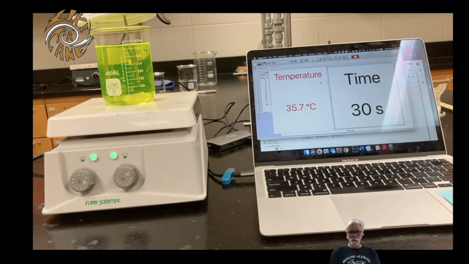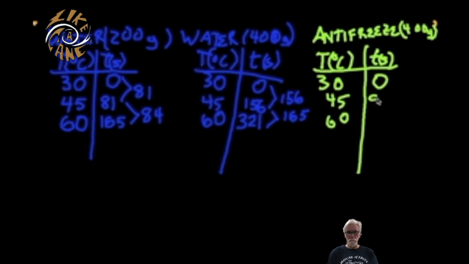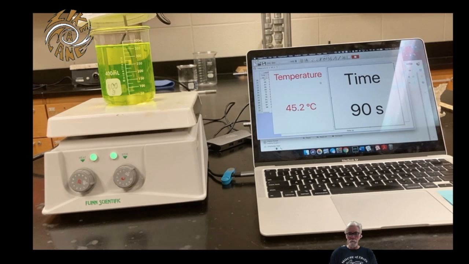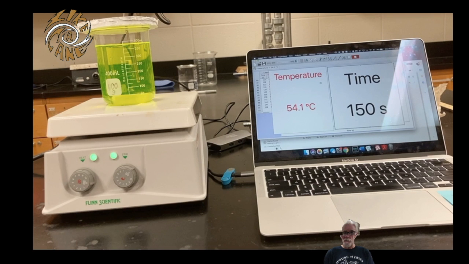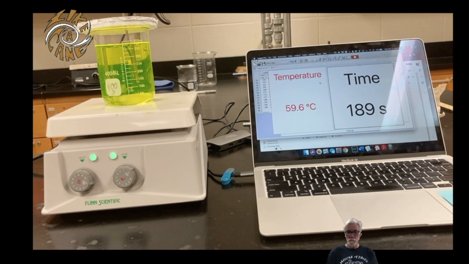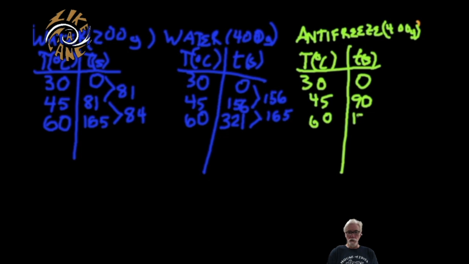We'll do the same thing, speed it up until we hit 45 degrees. And there's 45. It took 90 seconds to get to 45. Now we continue to heat up. And then as we approach 60 degrees, we'll slow the time back down. And there it is. So it's 192 seconds.